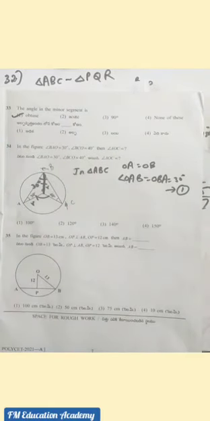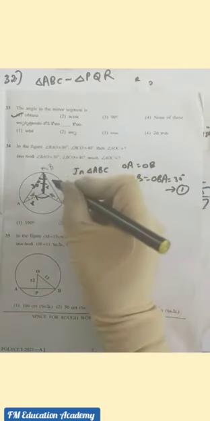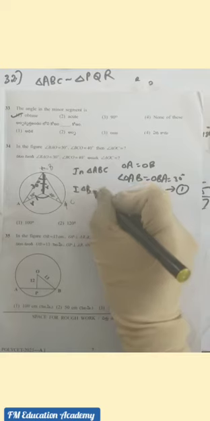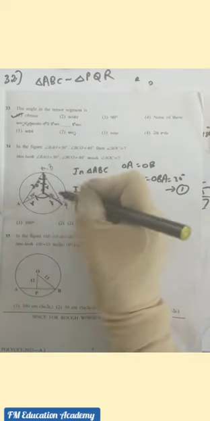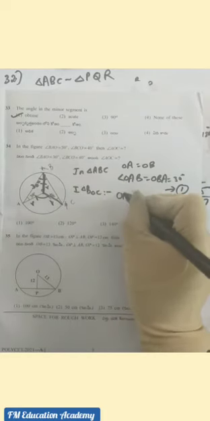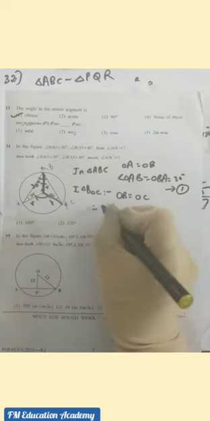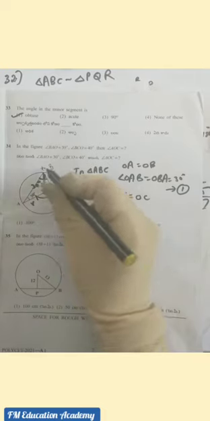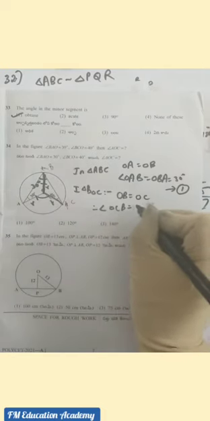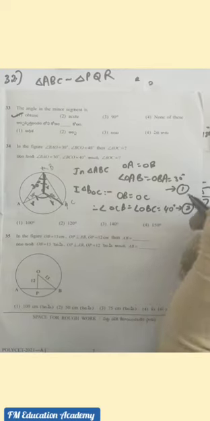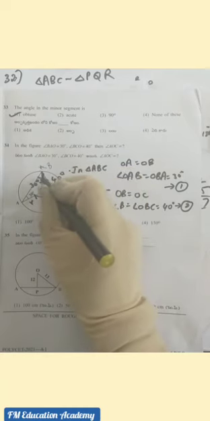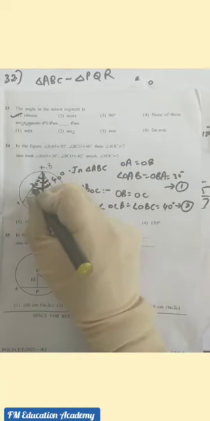Similarly, in triangle BOC, what can we say again? Again, this is also radius, OB, OC. So we can say OB is equal to OC. If OB is equal to OC, then angle OCB is equal to angle OBC is equal to 40 degree. Let us suppose that is the second equation. So this is 40. Now, if this is 40 and this is 30, what is the total angle?